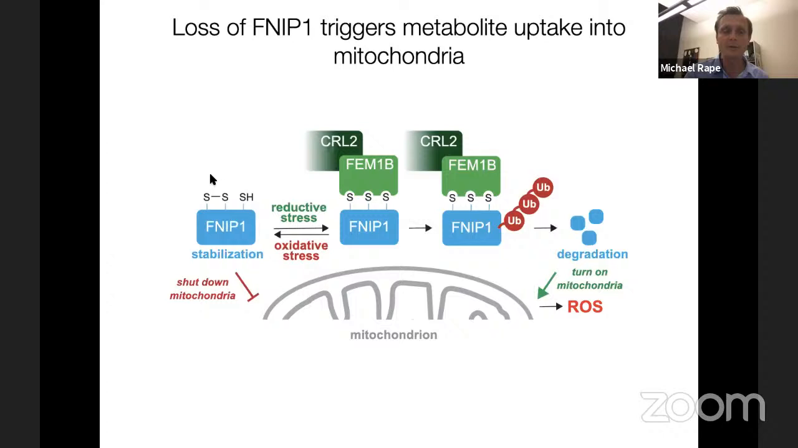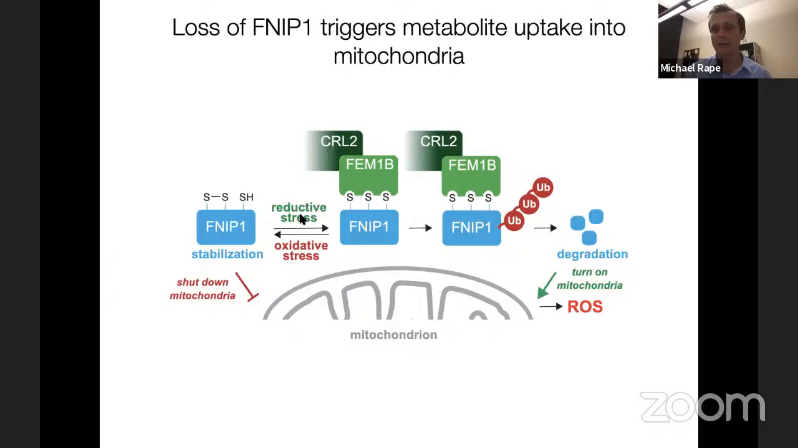If these electron transport chains are inactive because mitochondria, for example, have no fuel to burn, these cysteines will be reduced. In this reduced state, the substrate will be recognized by FEM1B through these intermediary zinc atoms. That leads to degradation of FNIP1. And the consequence of this is that cells import metabolites into mitochondria so that the electron transport chain can produce ROS to basically alleviate the reductive stress.